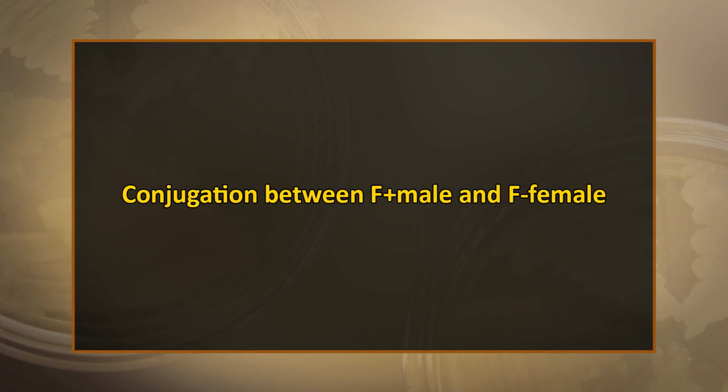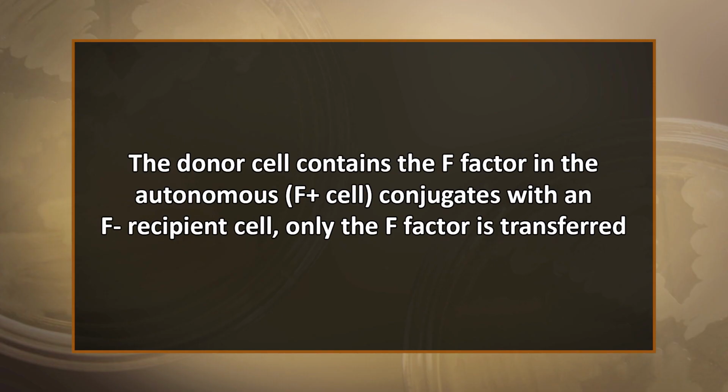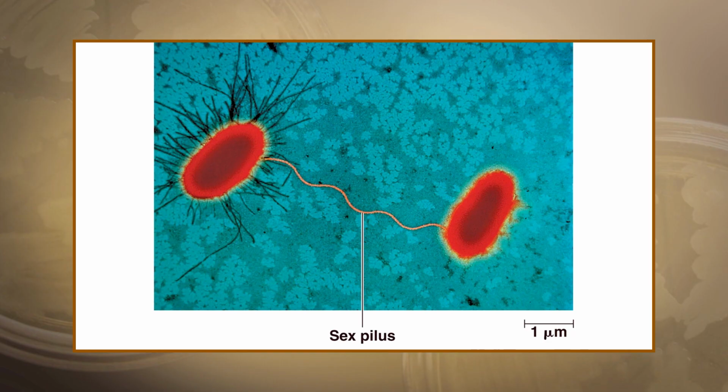Number 1, conjugation between F plus male and F minus female. E. coli shows two strains, one acting as donor, that's F plus male, and the other as recipient, F minus female. When the donor cell, which contains the F factor in the autonomous state, that is the F plus cell, conjugates with an F minus recipient cell, only the F factor is transferred. The fertility factor is usually accompanied by the presence of pili. They help the donor cell to get attached to the recipient cell.